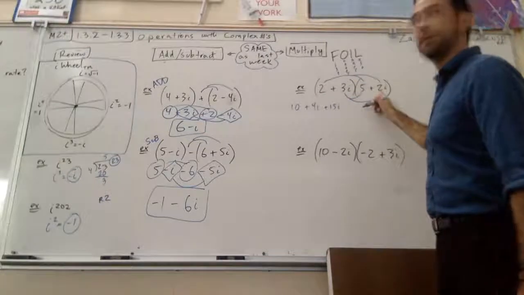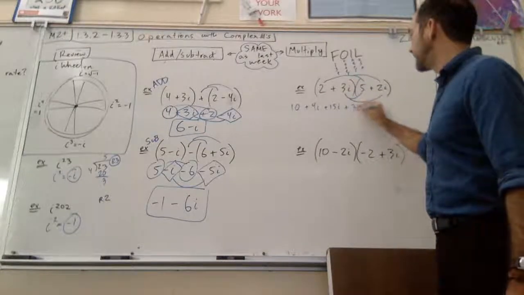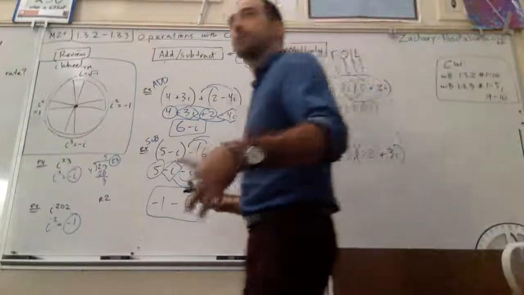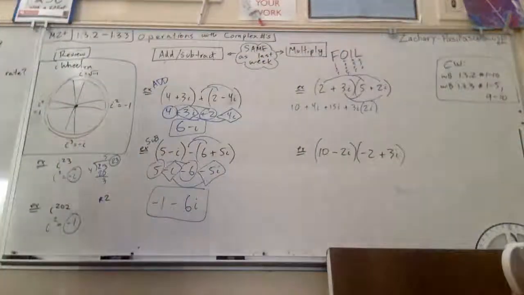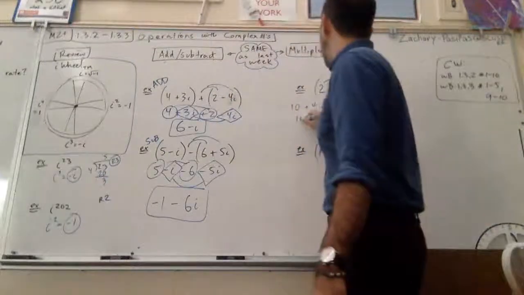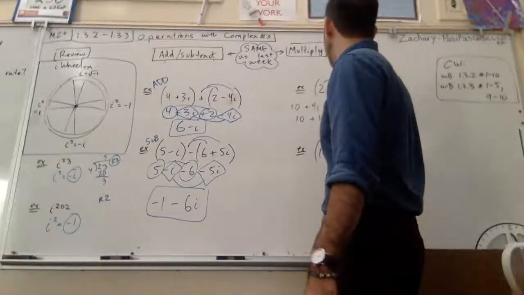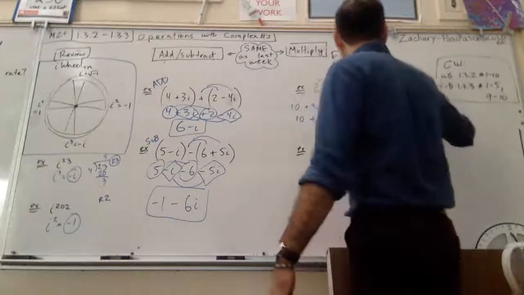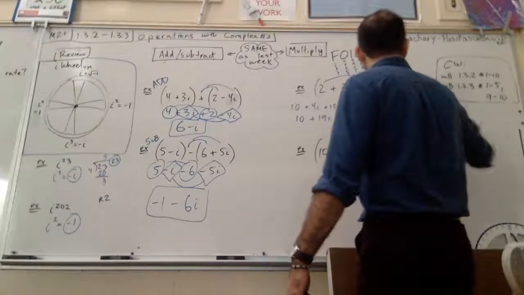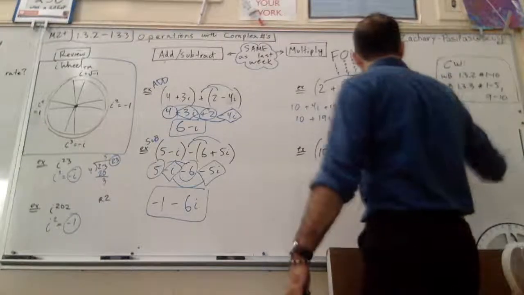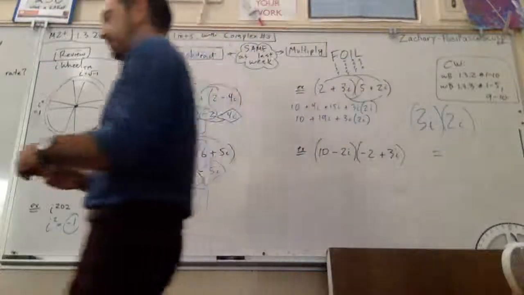3i times 2i, I'm going to leave it like this because this is where some of the work is going to come about. Something kind of new. This is slightly new. So I'm going to combine what I can first. I have 10 plus 19i. And then I want to deal with this now. 3i times 2i. I want you to do that problem. 3i times 2i. Go ahead and do that on your own, and then I want to check with our partners here.